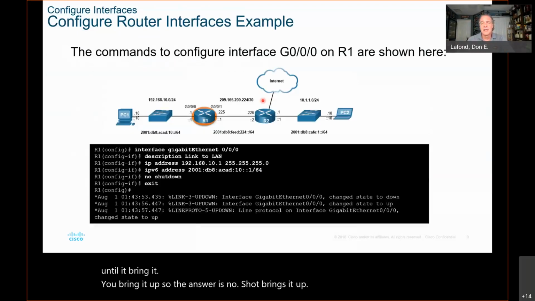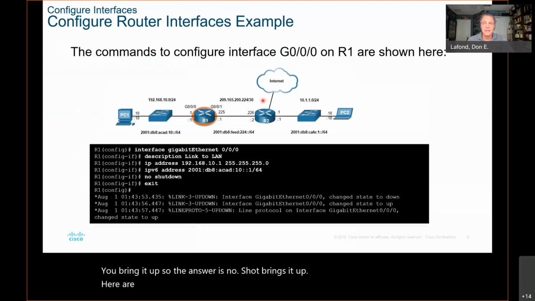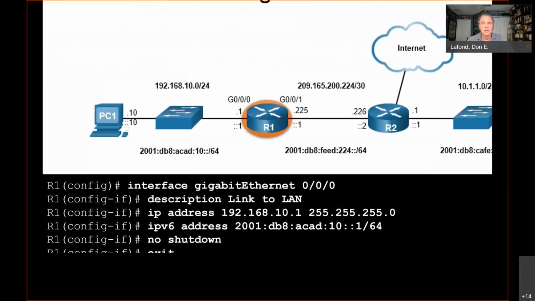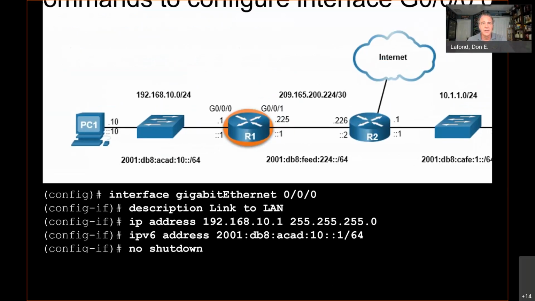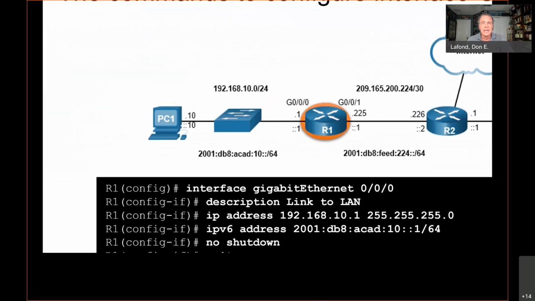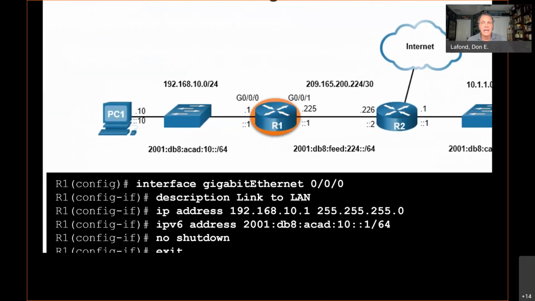Here are the actual commands on this network. I'll zoom in so you can get a better look at it. So let's look at the network first. So we're configuring this router right here. This is R1. You can see it right there. And in R1, we have the 10 network. That's here, 10.0.